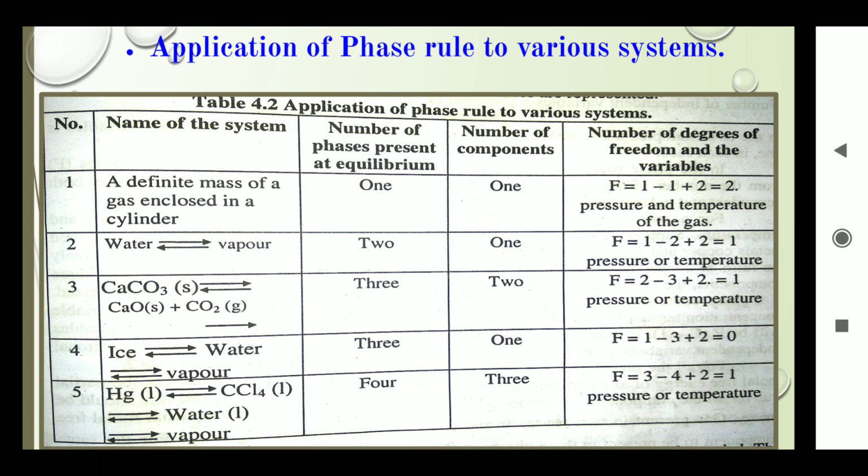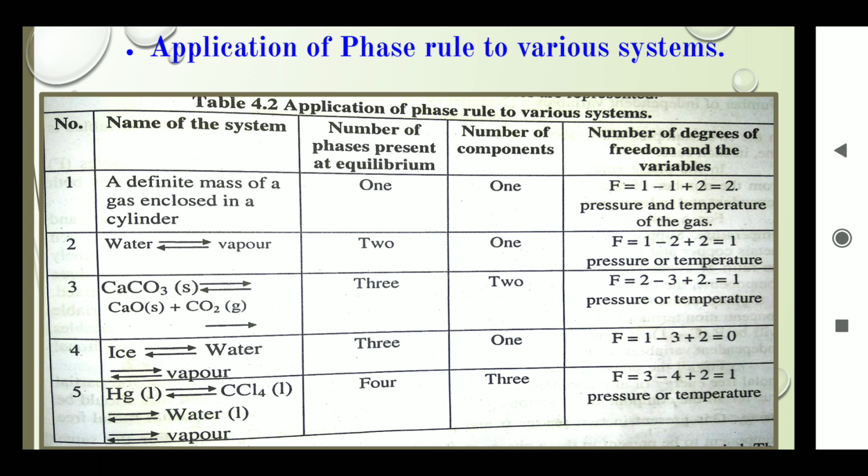At the last, concentrate on the last part of the equilibrium. Water is in equilibrium with the vapor. Since the component is the same, water and vapor, water is present in the liquid condition and water is present in the gaseous condition. Both are the same component. Hence 3 components, 4 phases.